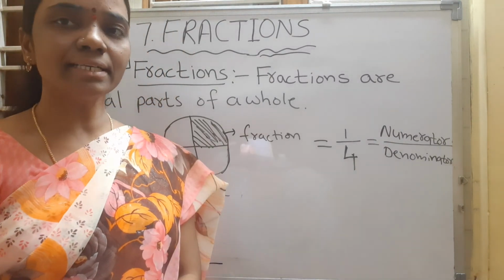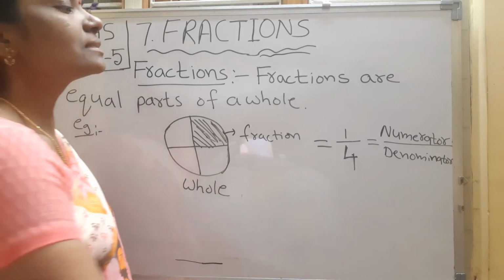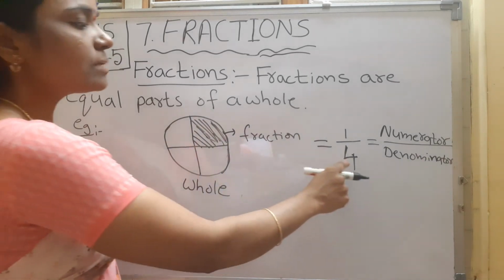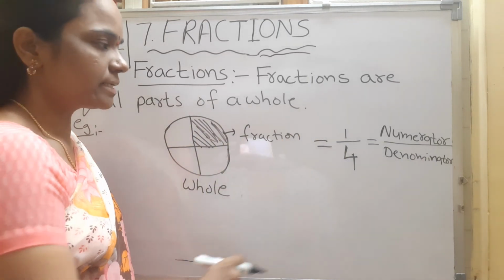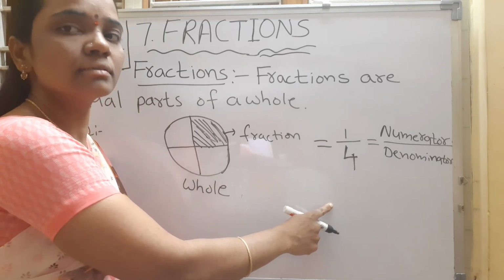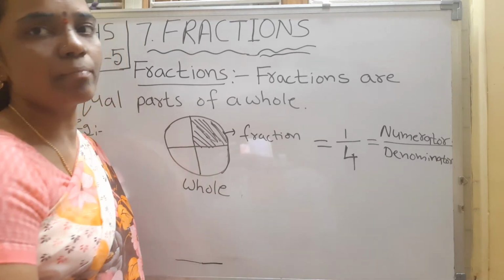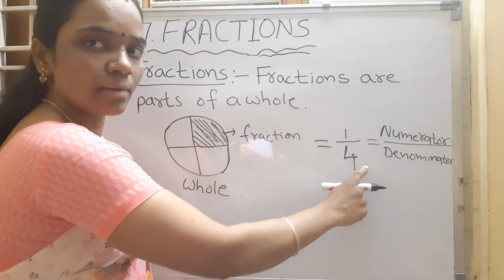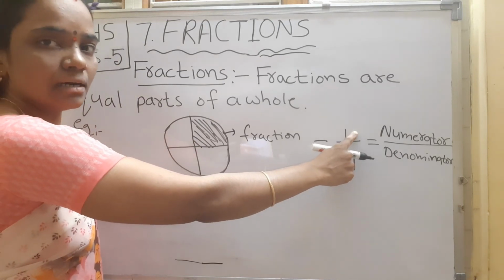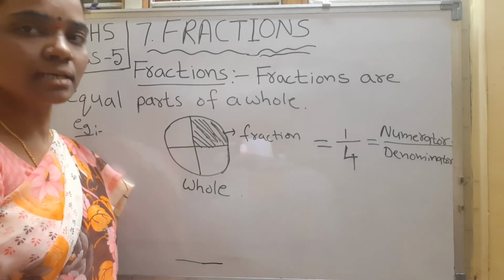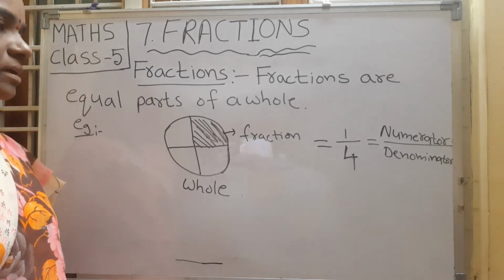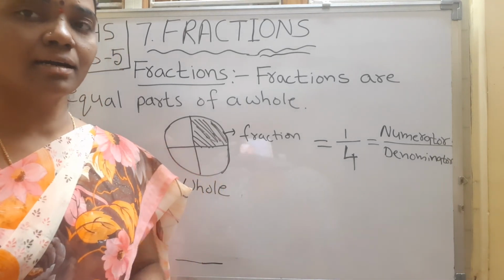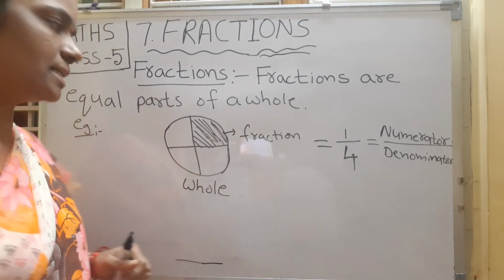So what does the numerator tell us? A numerator tells about the parts colored. And what about 4? 4 means denominator. A denominator tells us the total number of equal parts. Understood all of you? So the denominator tells the total number of equal parts. The numerator tells us how many parts are colored. I hope you understood. Now I want to take some examples. Will you write the fractions for those shapes, children?